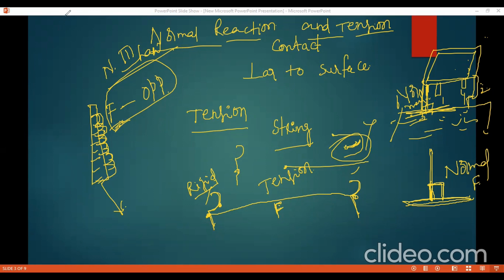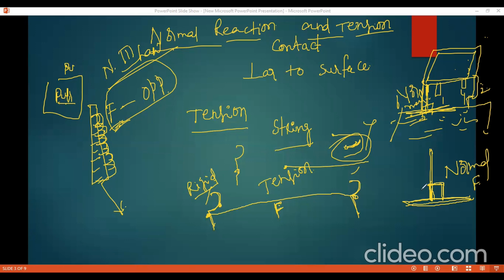Say you observe doors. When you open a door, it may be written on the board: push on the inside, pull on the outside. That means only one kind of action takes place in the case of tension. Understood? Let us move to the next part.